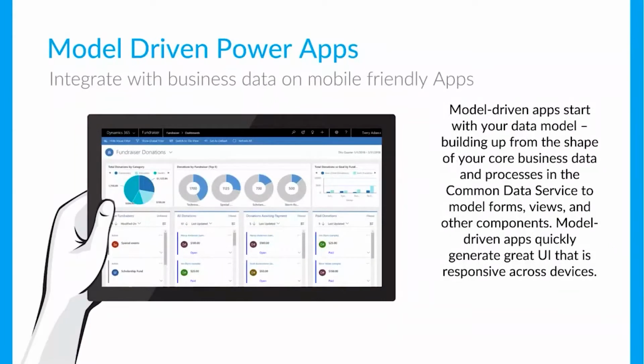The next type of app is a model-driven Power App. So these integrate with business data in a mobile-friendly way. These are actually quicker to set up than your Canvas app because all the components of these are pre-built. So it's much more like an interactive kind of graph. We can have pie charts and all these different things which plug in onto one page.